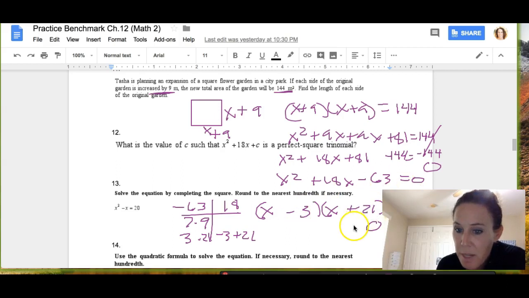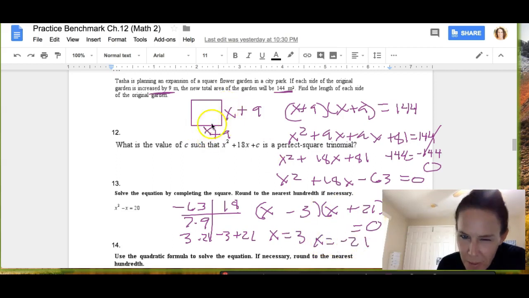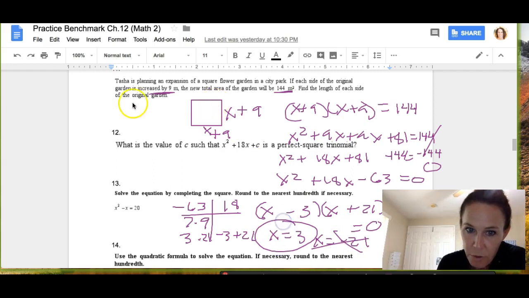We want this to be equal to 0. So x is going to be 3, and x is going to be negative 21. Well, the x was the length of my square garden. It's not going to be negative. Cross that one out. Here's your solution. So my original garden had a length of 3 meters, and you're done.